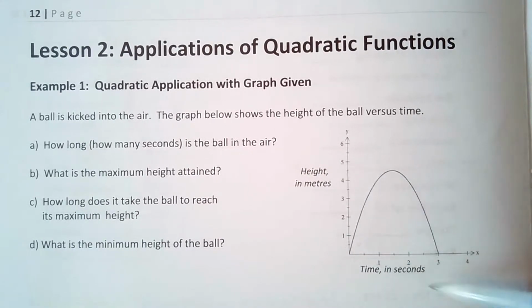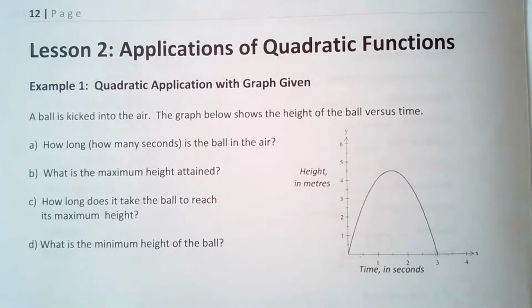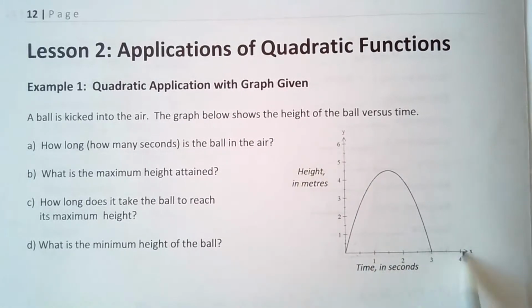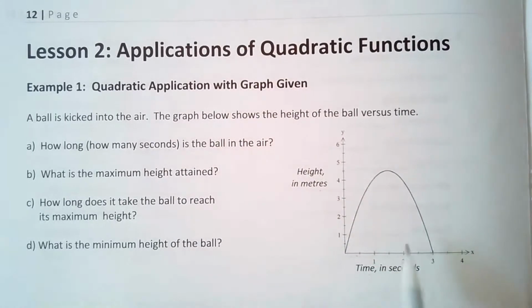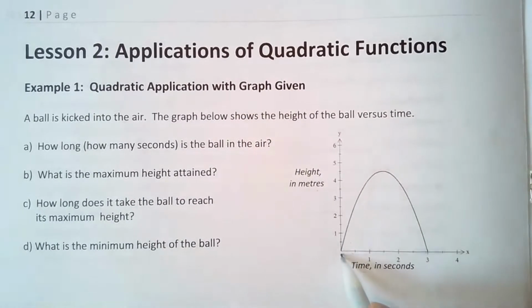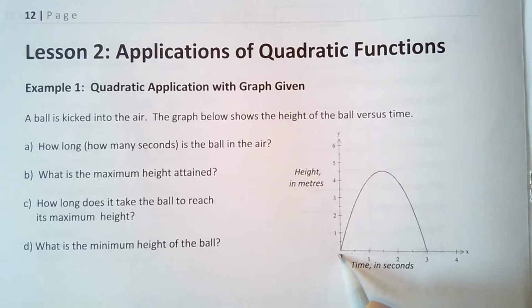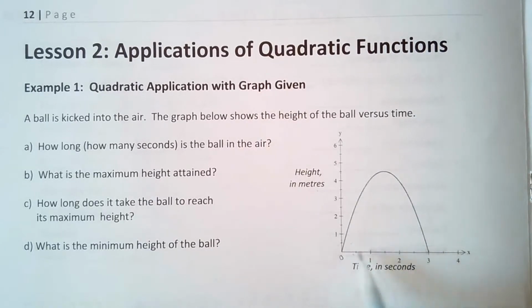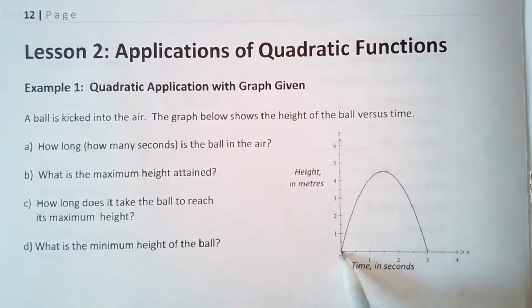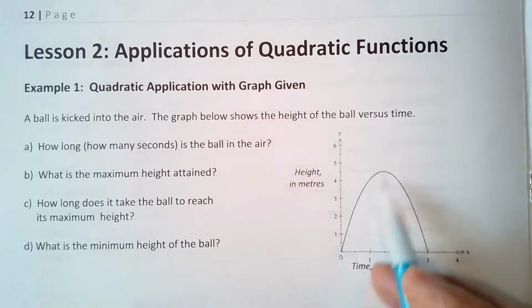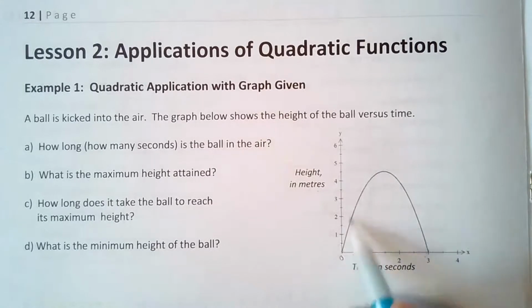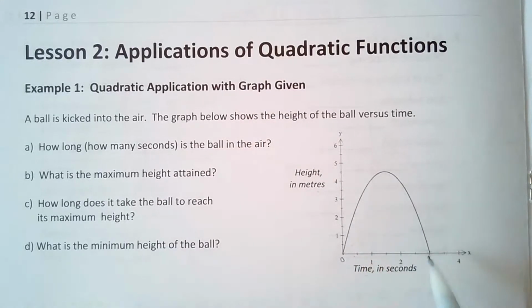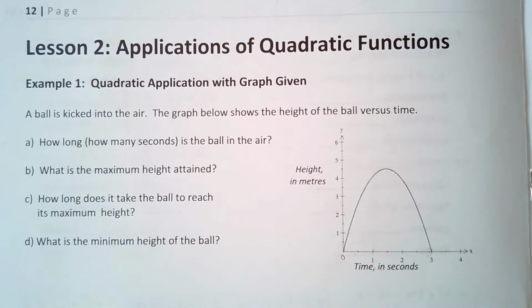So we are going to answer the questions based on this graph. Remember, on your x-axis your time is in seconds, and your height is in meters. So we can say this is time 0. This is the time the ball is in the air from the time it leaves the ground, goes up to the highest point, then comes back down. Notice this has a parabolic shape, which is a quadratic function.